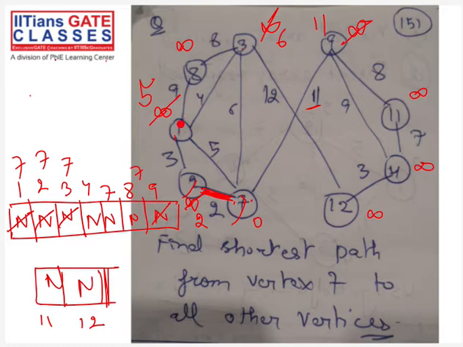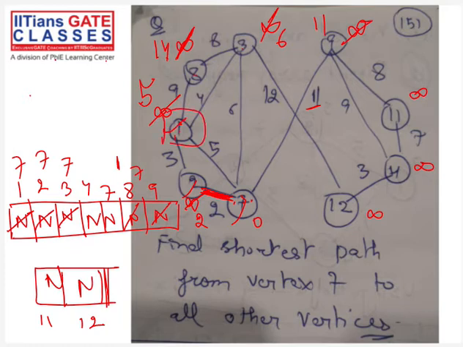Okay, so from 1 to 8, using the edge 9, that means 5 plus 9 is 14. This was infinity, so this becomes 14. And the parent of 8 is 1, and I have updated the value. Now from 1 I have another update to 3. So that means 5 plus 4 is 9. 9 is greater than 6, so no update will happen. I'm good to go. So I have processed 1 as well.